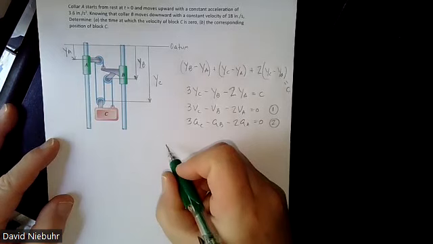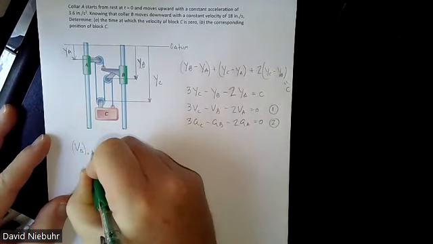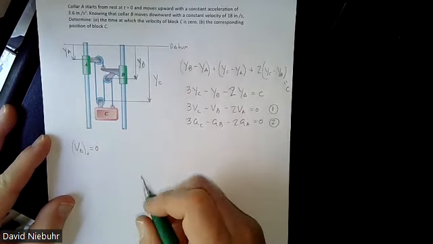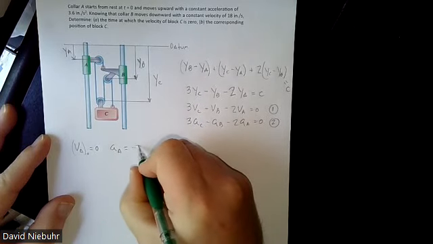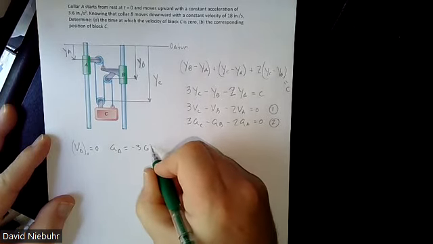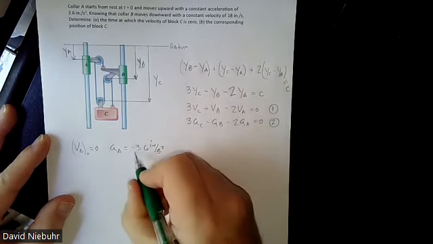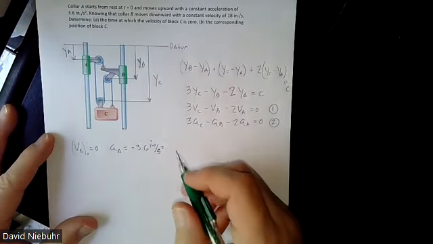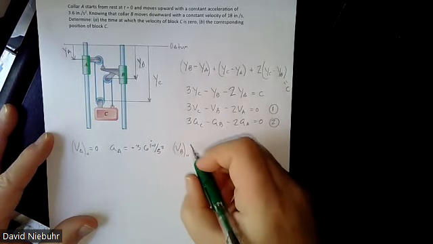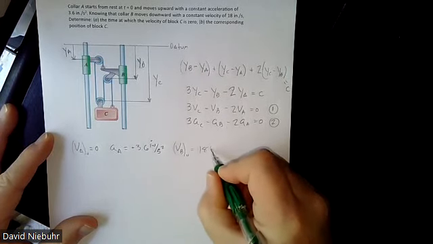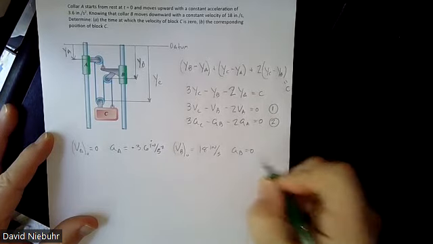So we're given that the velocity of A initial is 0. We know the acceleration of A is equal to negative 3.6 inches per second squared. And we know that the velocity of B initial is 18 inches per second, and the acceleration of B is 0.